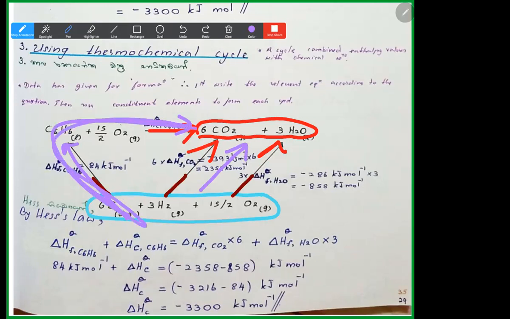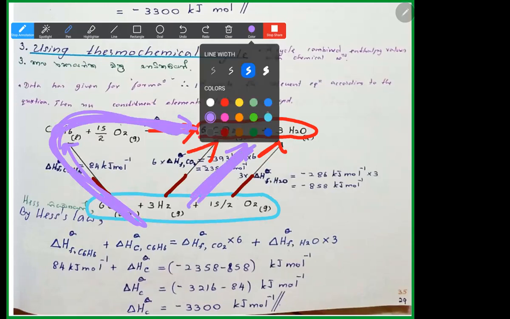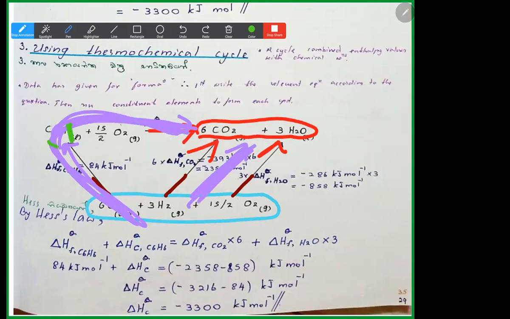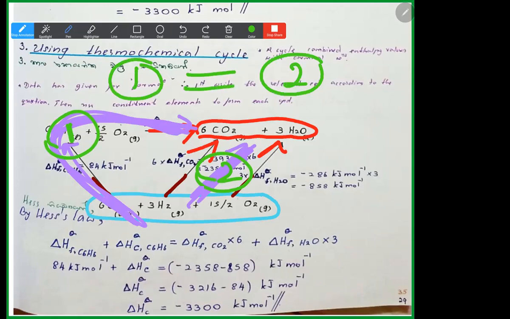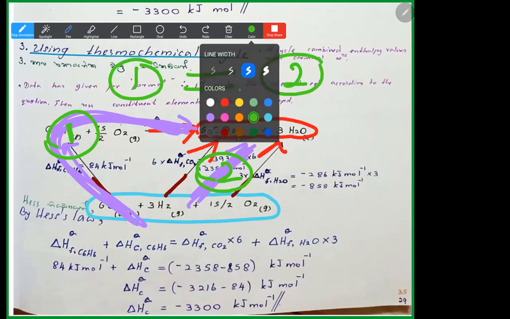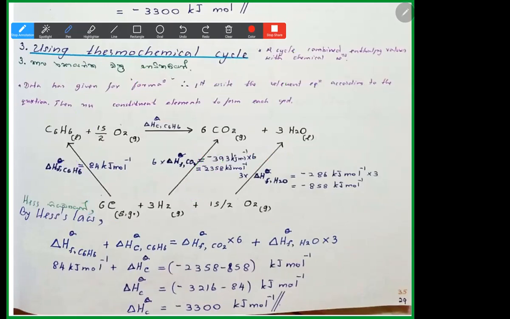One path coming all the way through benzene. The other path directly to CO2 and H2O. So two different paths, first path and second path. Okay, as a state function, first path equals second path. So that I am equalizing this plus this.